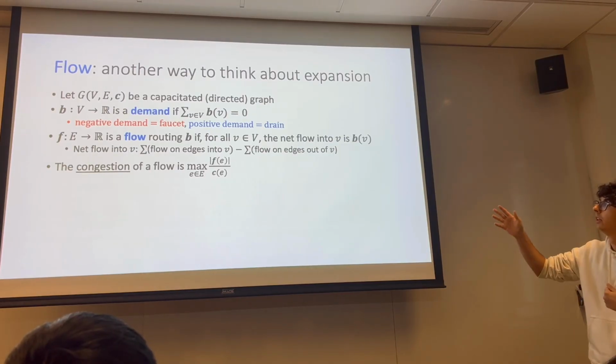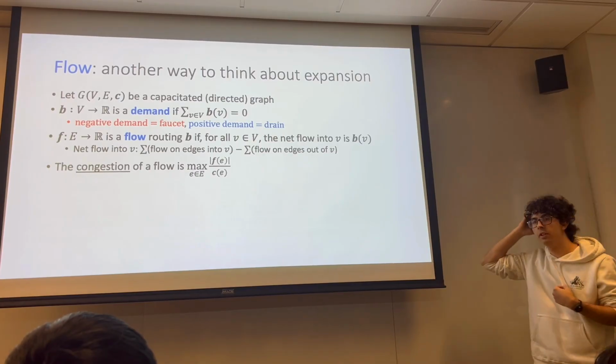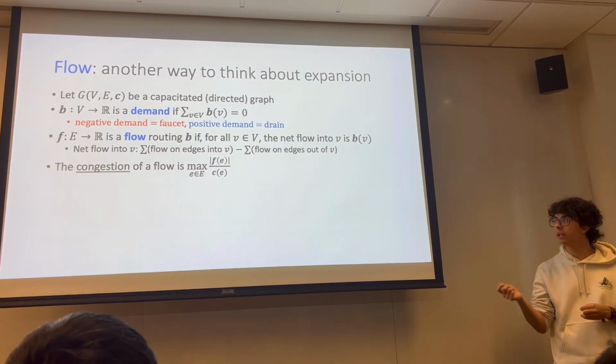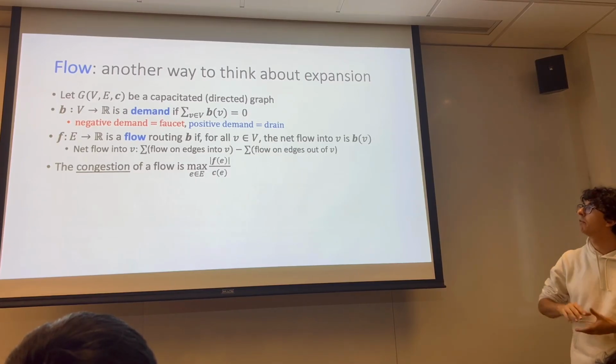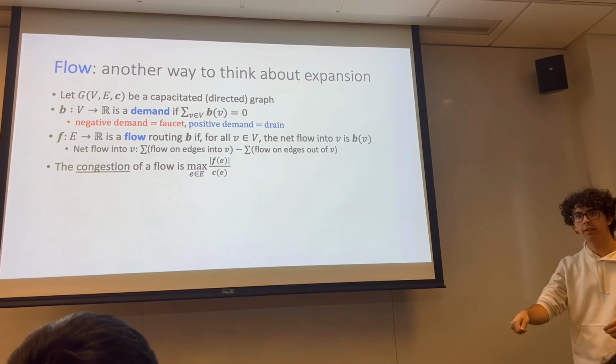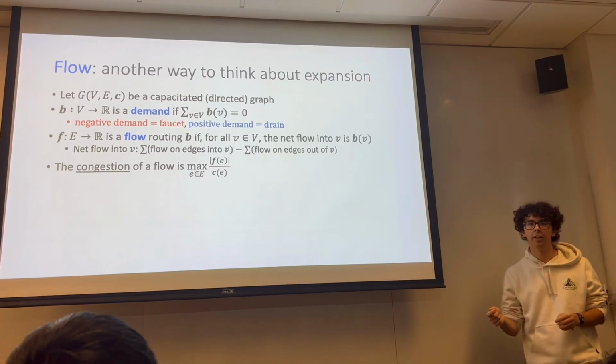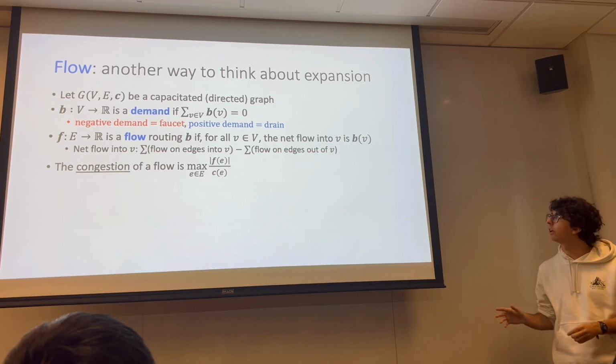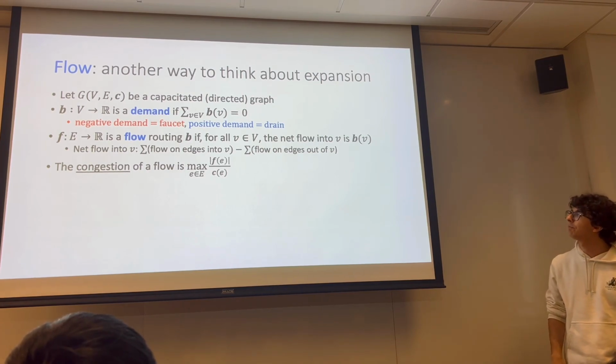Let me say what a demand is first. So I said we colored the vertices of the graph to make them faucets and drains. These colors come from some function called the demand function. Negative demand is like making it a faucet. Positive demand is like making it a drain. And they have to sum to 0, so it's actually possible to send the water through the network.